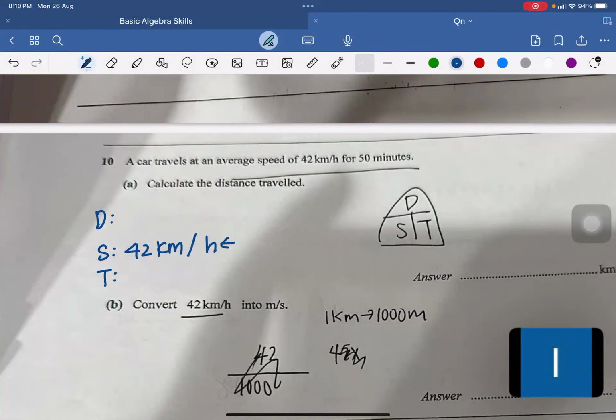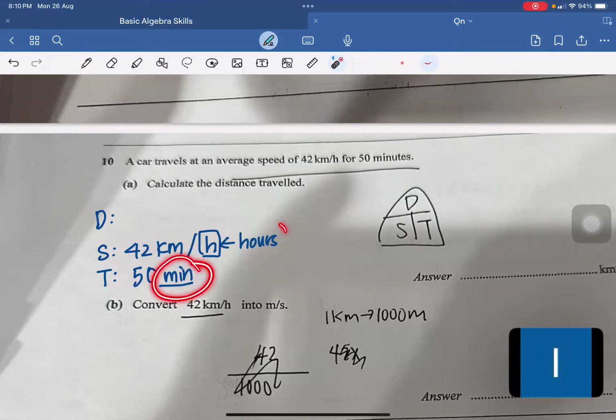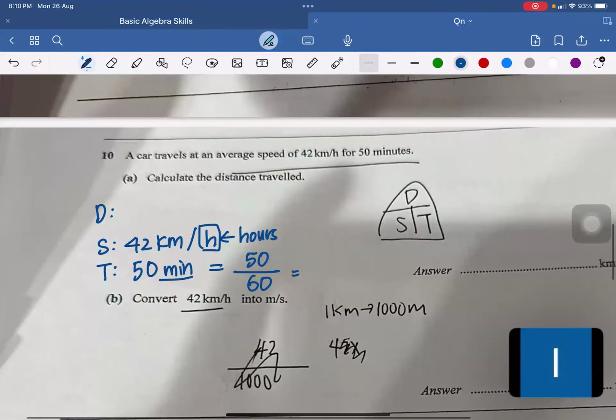Read the units here. This is in hours, right? The time given to me is 50 minutes. Does the unit here match or not? No, then that means I must change 50 minutes to hours, right? How to change 50 minutes to hours? Divide by 60. Correct. Divide by 60. Then you get 5/6 of an hour, right?